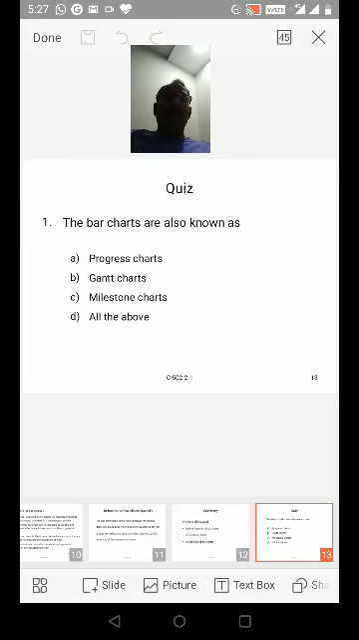The bar charts are also known as progress charts, Gantt charts, milestone charts, all the above. Quiz number 1. The bar charts are also known as A. Progress charts, B. Gantt charts, C. Milestone charts, D. All the above.